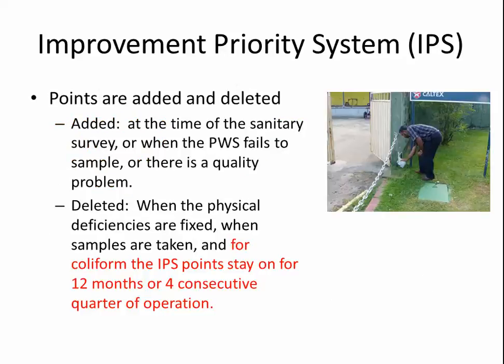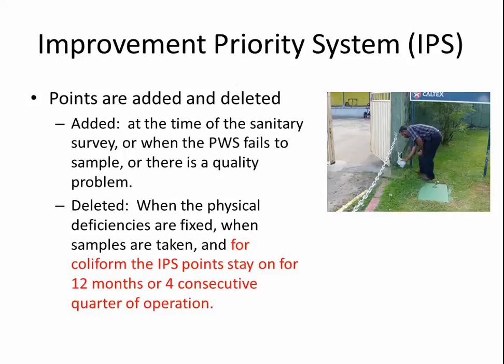So points are added and deleted at the time of the sanitary survey, or also when the water system fails to sample, or they do sample and there's a quality problem. So when the physical deficiencies are fixed, you take a picture and you fill out a form and send it to our offices, and then we take those deficiency points off of your IPS report. When you fail to take a chemical sample, you just take that sample, send us the results, and we'll get rid of the points, except for coliform bacteria.